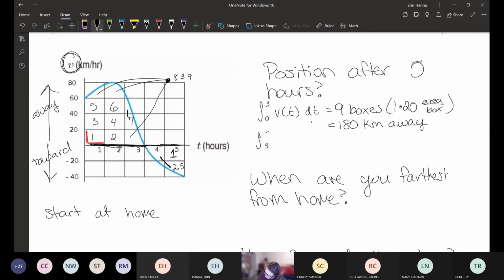And then if we consider from 3 to 5, I'm just breaking it up because I want to. You don't really have to break it up, but I'm breaking it up to just separate the away from home from towards home pieces. And then these are still 1 by 20 boxes. So 2.5 times 20 give us 50 kilometers towards.